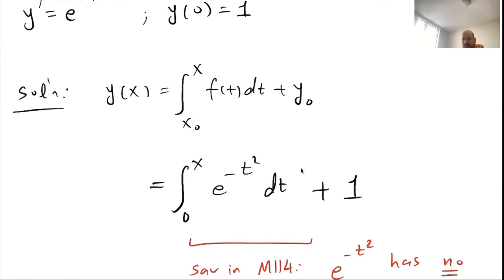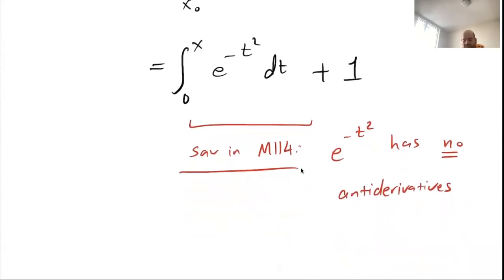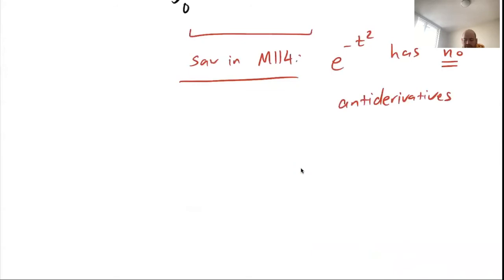So the question is, although we don't have any closed form formula for y of x because e to power minus t squared has no antiderivative, can we still use this formula somehow in order to calculate or at least estimate y of some number? So let's see how we can use this formula to calculate or at least estimate y at some specific points.